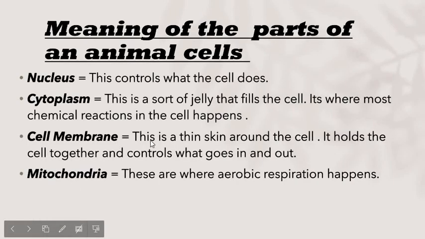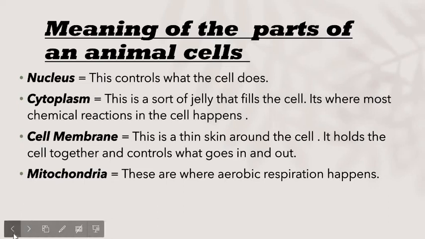Now we have the cell membrane. This is a skin around the cell, so it protects the cell and keeps it in place. Mitochondria are where aerobic respiration happens. I'm not going to go into that because it's a whole different lesson. I'll do different videos on the 2 types of respiration. I won't spoil it for the next lesson, but it's really interesting to learn about. This is what science is about: really interesting, really fun, never boring.